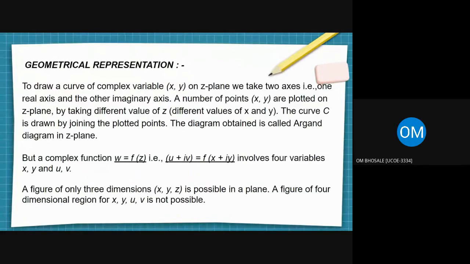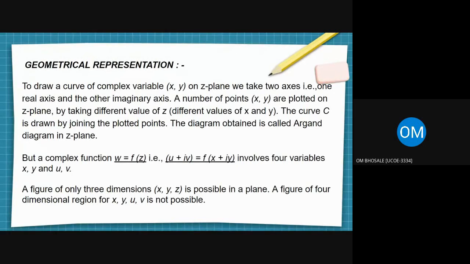Geometrical representation. To draw a curve of complex variable x plus iy on the z plane, we take two axes, that is one real axis and the other imaginary axis. A number of points x comma y are plotted on the z plane by taking different values of x and y. The curve C is drawn by joining the plotted points. The diagram obtained is called an Argand diagram in the z plane.